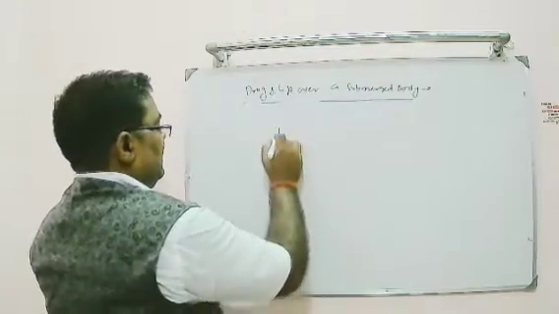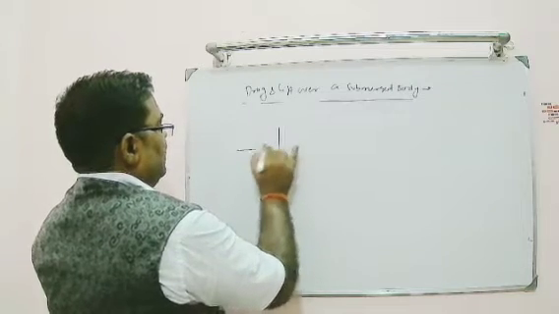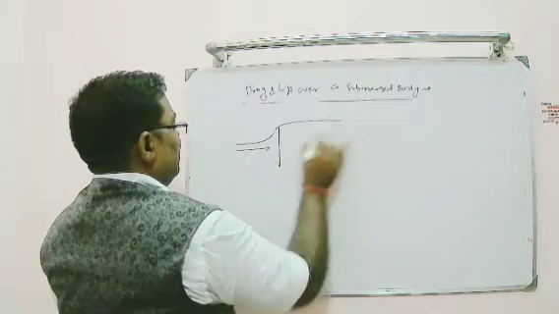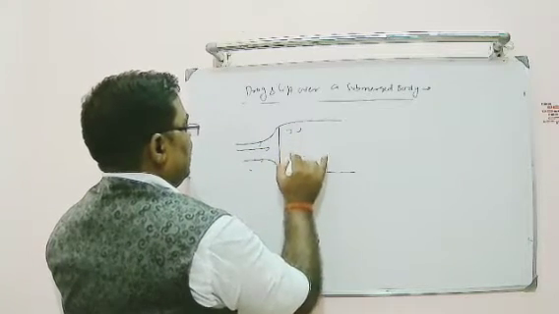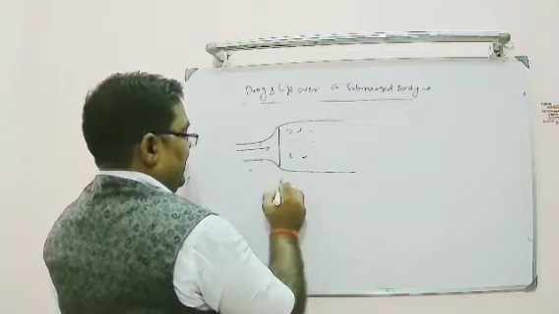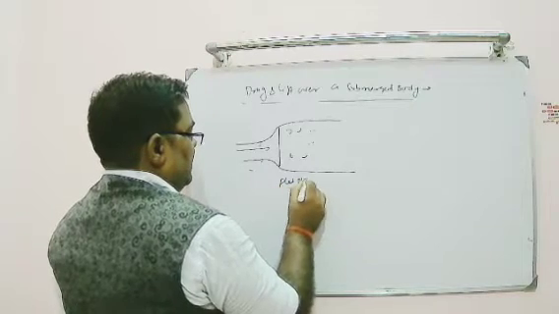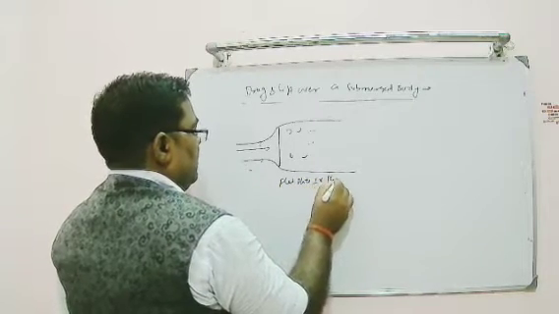One is the case we have just seen. In this case, flow was coming like this and getting separated here. It was coming like that and separated from here. So a large wake region is present. This is a flat plate perpendicular to the flow.